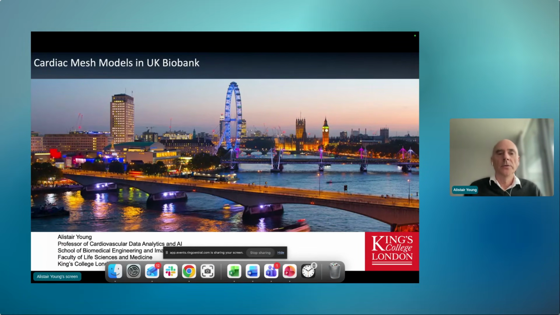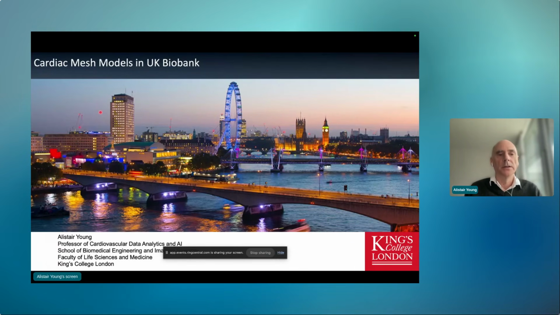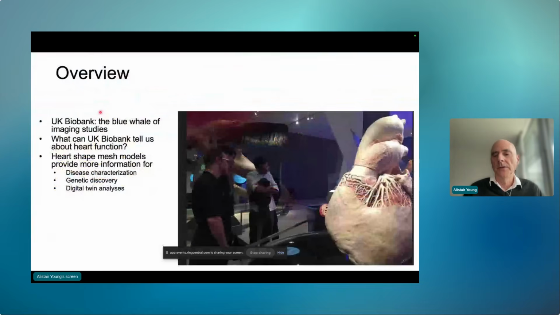So I want to talk about cardiac mesh models in UK Biobank. I wanted to start out with this slide of a blue whale plastinated heart, which is viewed by my colleague Martin Nash here as a sense of scale. The heart of the blue whale is anatomically quite similar to humans, apart from its enormous size. It's also quite a bit more spherical.